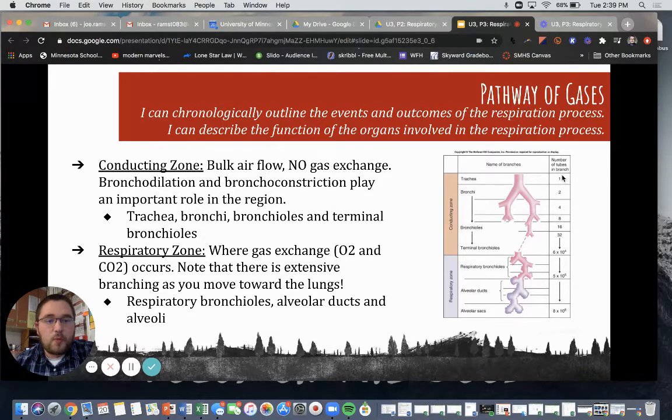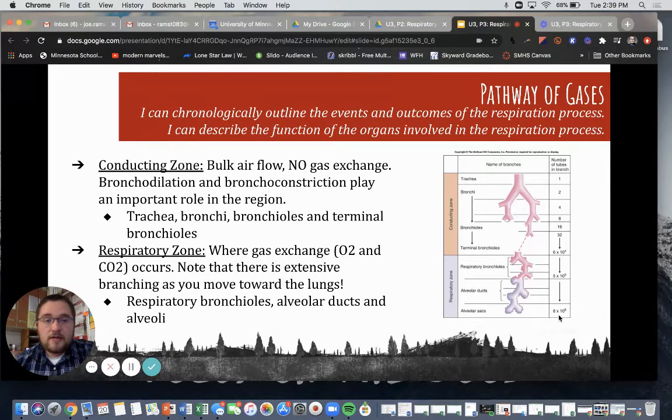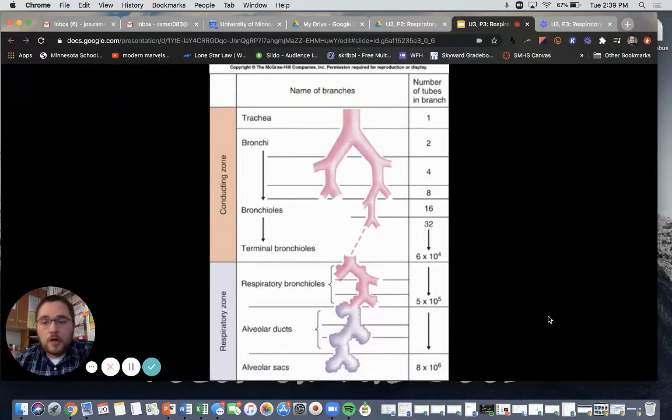We start with one tube in the first branch in the trachea, obviously, and then by the time we get down to the sacs, it's 8 times 10 to the 6th. So that's a lot of tubes within each branch of the respiratory tract. You can see it's that upside down Y, the bronchus, and then it branches into the bronchioles, and then the respiratory bronchioles, and the ducts, and the sacs. So this shows you the basics of how our respiratory system is set up.